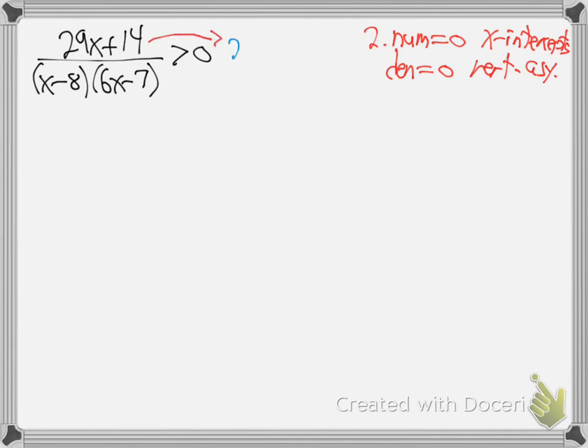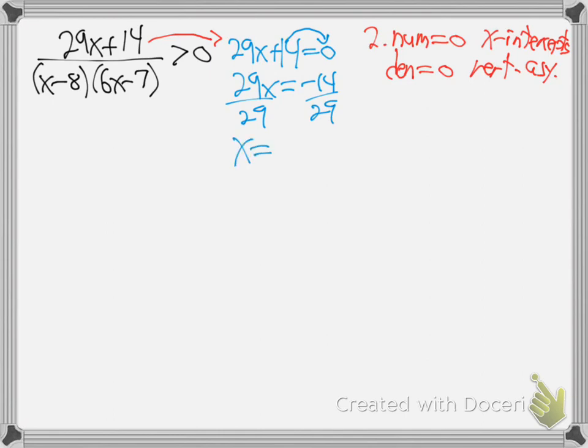So I've got to take the numerator, bring it over here like this. So the numerator, 29x plus 14 equals 0. Solve it. So move the 14 over there. 29x is minus 14 divided by 29. So x is minus 14 29ths. That came out of the numerator, so that's going to be an x intercept.